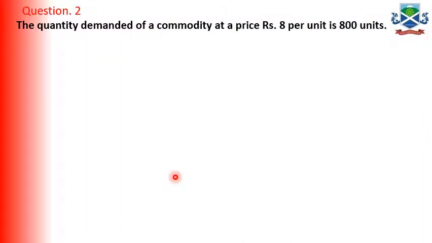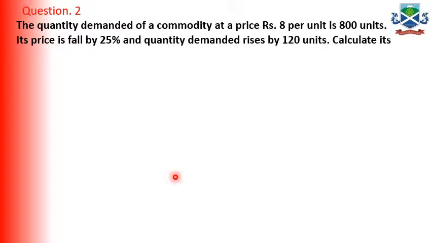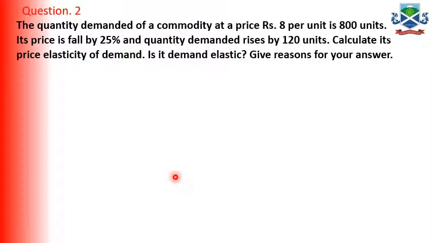Our next problem is: quantity demand of a commodity at a price of rupees 8 per unit is 800 units. Its price falls by 25% and quantity demand rises by 120 units. Calculate the price elasticity of demand. Is the demand elastic? Give reason for your answer. By looking at the value of the elasticity of demand, you have to say whether it is elastic or inelastic, what is the degree basically, and give reason for your answer.